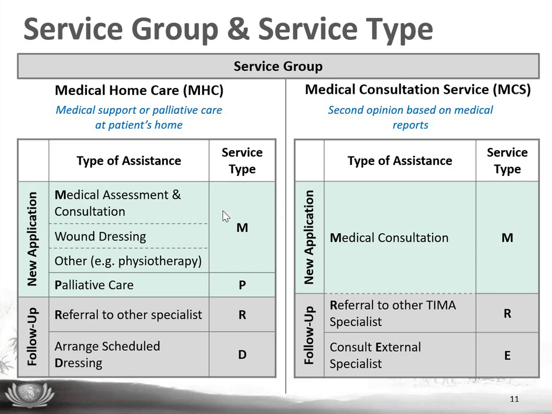Whenever there's a new application, we will arrange for our medical doctors to perform first assessment under service type M. Regardless, the patient requires dressing, physiotherapy, dietary advice, while service type P refers to palliative care service, which will be attended by our trained palliative care volunteers and shifu. After the first assessment, doctors may refer to other specialists based on his or her assessment of the patient condition under service type R, or schedule a nurse to perform dressing, which will be identified as D.